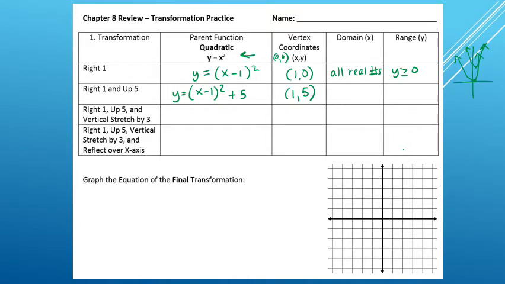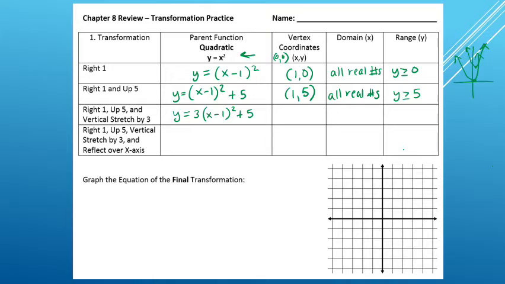And our domain has remained the same, just all real numbers. Our range has changed because now we have a different set of numbers that will work for range values. So starting at 5 and going up. So y is greater than or equal to 5. For the next part, we want to do right 1, up 5, and a vertical stretch by 3. So we're going to write the equation y equals 3 to cause the vertical stretch to happen, (x minus 1) squared to cause it to move right 1, and plus 5 to move up 5.